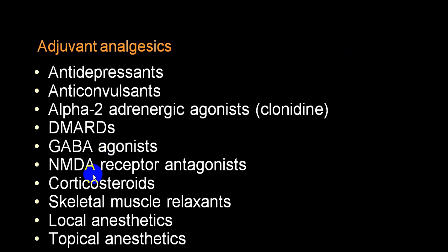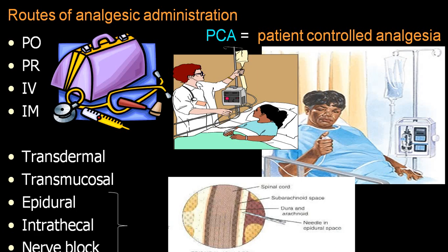Glucocorticoids can be utilized as adjuvant therapy in some indications. Skeletal muscle relaxants, and local anesthetics in the form of a patch or in the form of intrathecal, subdural, or even intraarticular administration. Mainly glucocorticoids, for example hydrocortisone, can be utilized as intraarticular injections. Topical anesthetics you can utilize. These are all included in adjuvant analgesics.